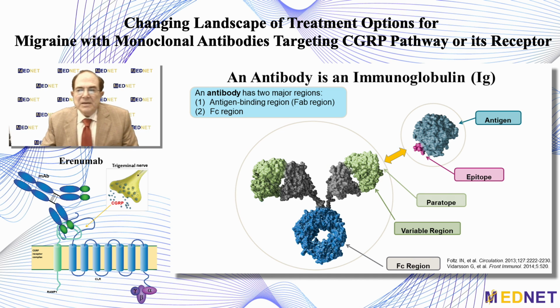An antibody is an immunoglobulin. It has two major regions, the antigen binding region, or the Fab region, and the Fc region. An antigen has a part of it, which is called the epitope, that binds to the antibody, which is called the paratope. So you have the antibody, the antigen, and they bind.